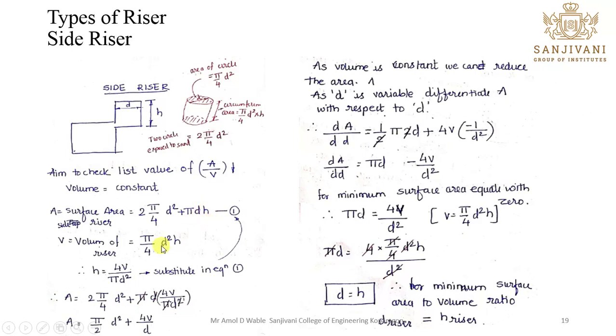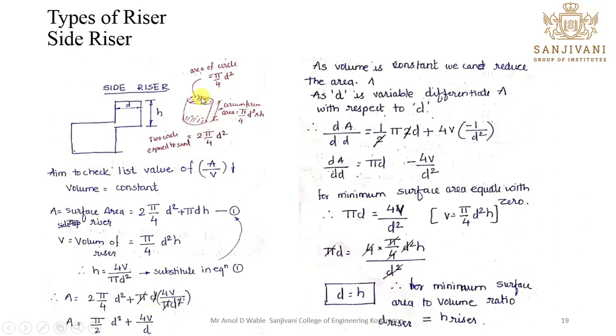and what is the H value? H value is pi by 4V divided by pi d square. So you can write down this term here. Further you can cancel this pi, then here d will get cancelled, here d square, one d will get cancelled, here 2 will get cancelled, and here 2 will remain. So you can write down surface area: pi by 2 d square plus 4V over d.